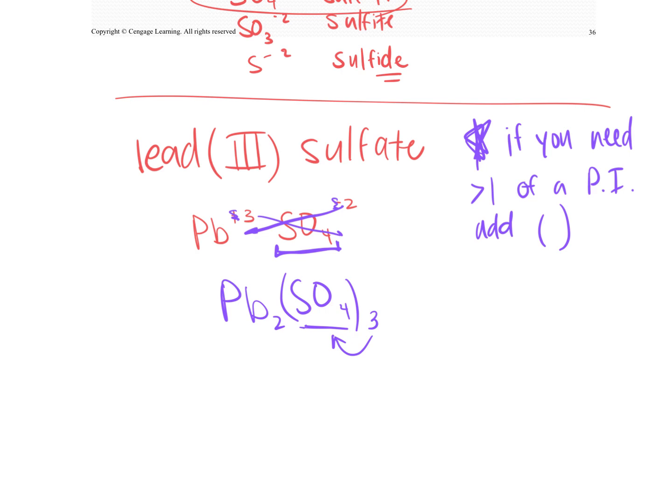3, because I have 3 times 1. And how many individual oxygen atoms would I have? 12, right? Because I have 4 per molecule, and I have 3 molecules, so 4 times 3. We're going to multiply those together.